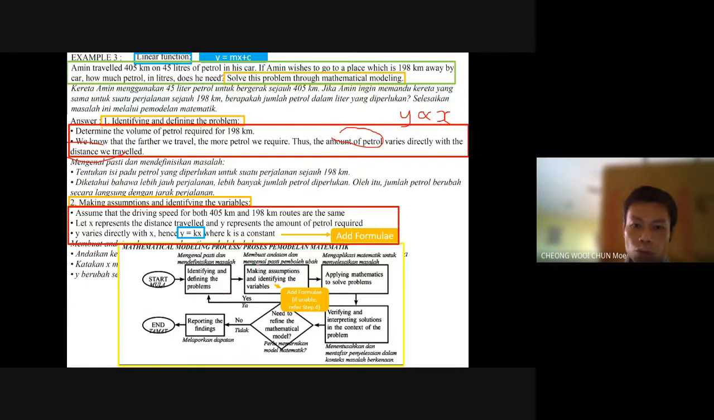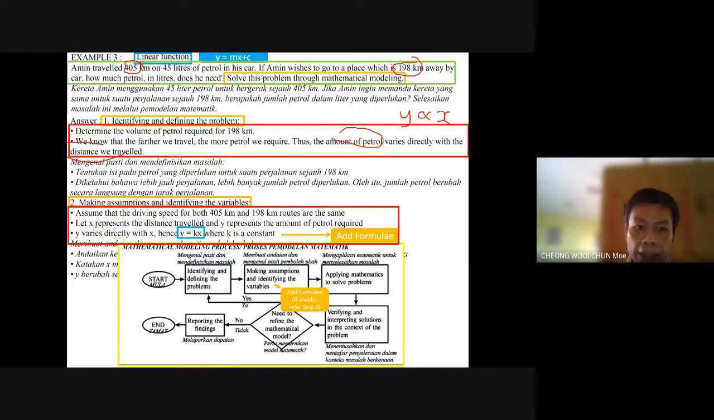Step 2, making assumptions and identifying the variables. Assume first, then only identify the variables. This is from example 1 and 2 that you learned. So assume that the driving speed for the 405 km and 198 km routes are the same. That means you want to explain that the driving speed for the 405 km given and the 198 km you want to find is the same.